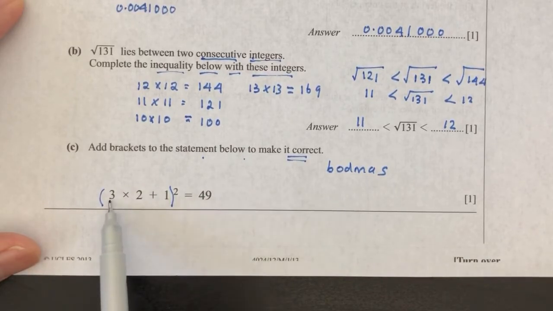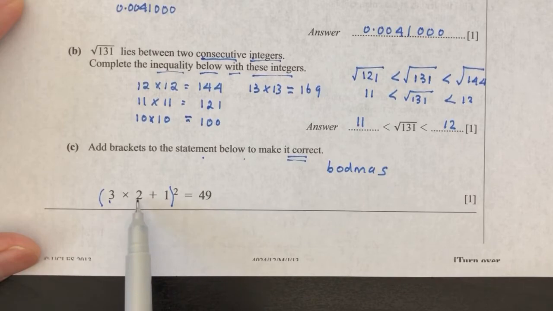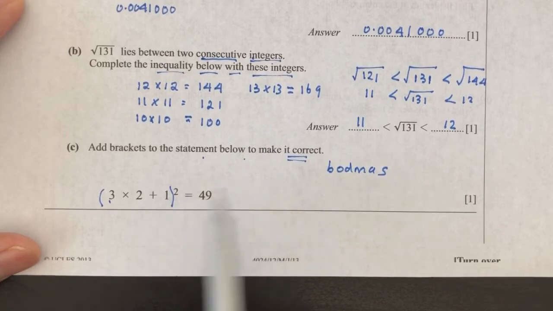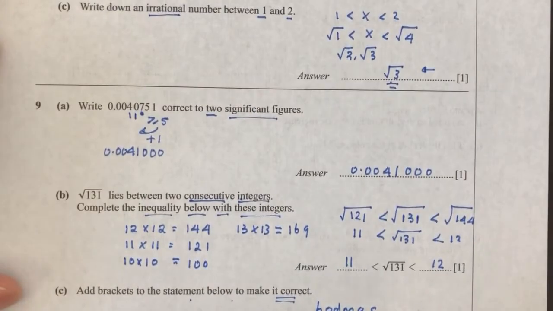So 3 times 2 is 6, 6 plus 1 is 7, 7 squared is 49. So the bracket will be on the whole thing, the power will be outside. So that is question number 9.